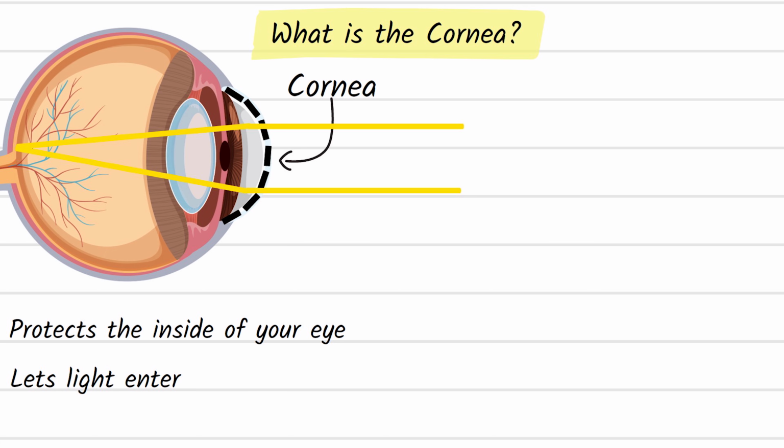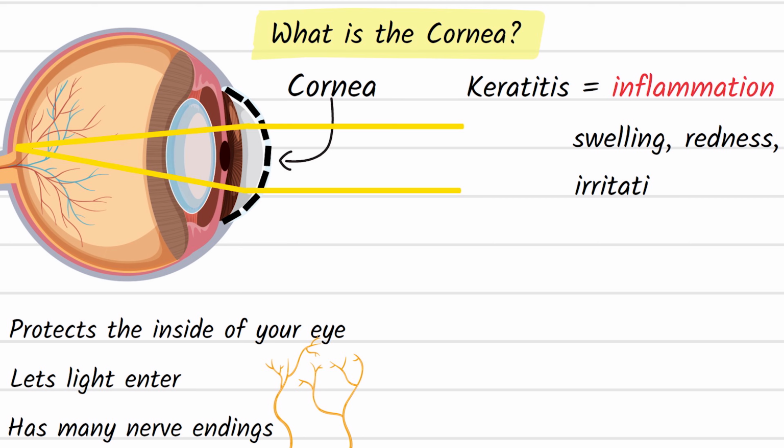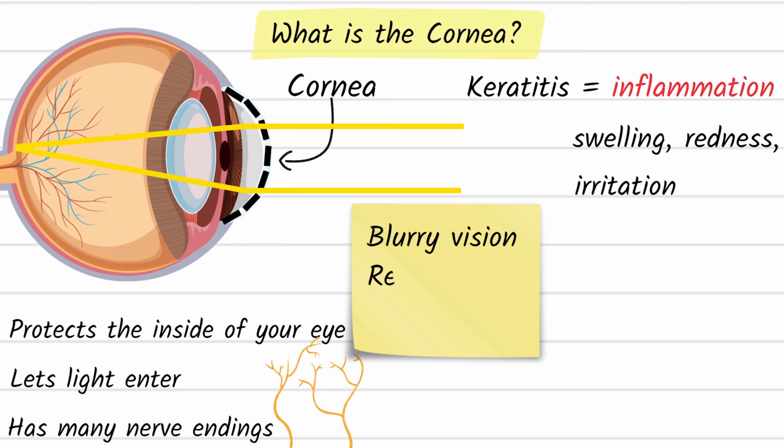Your cornea is also incredibly sensitive because it has more nerve endings packed into it than almost any other part of your body. This is why even a tiny speck of dust feels like a boulder in your eye. Keratitis is inflammation of the cornea. Inflammation means swelling, redness, and irritation. When your cornea becomes inflamed, your vision gets blurry, your eye becomes red, and the pain can be quite intense.